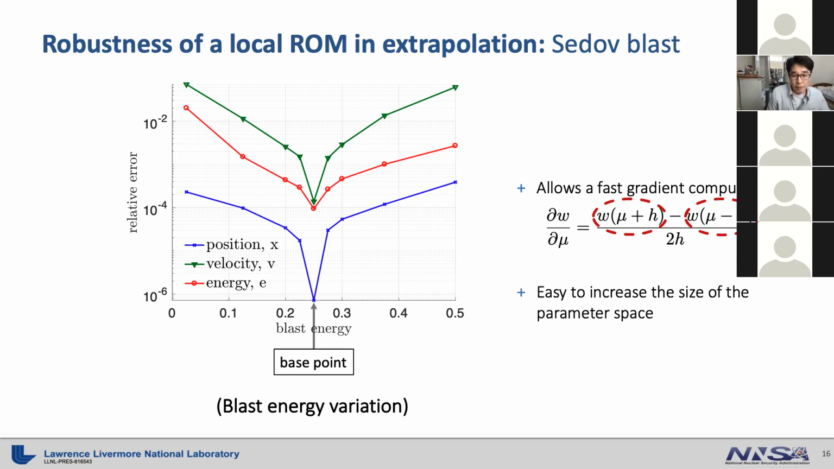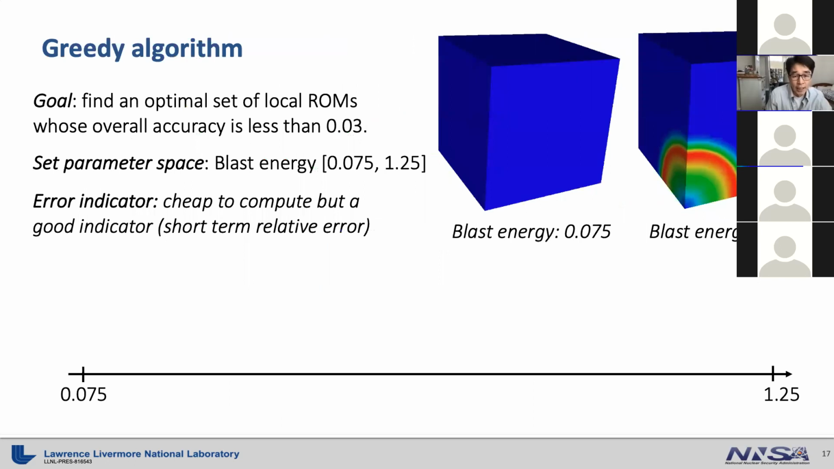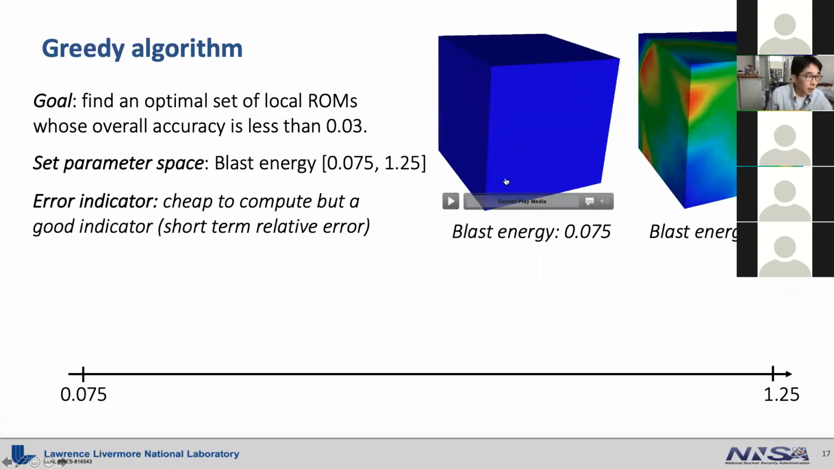Another implication is that you can easily add more local ROMs to cover broader parameter domains. But here, the question is how to optimally sample the local ROMs in your parameter space, right? And that can be done using the greedy algorithm.